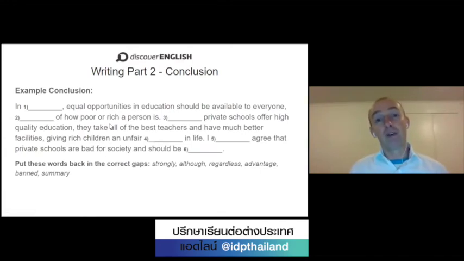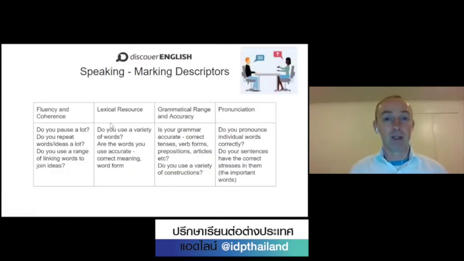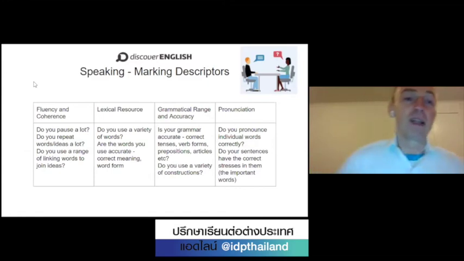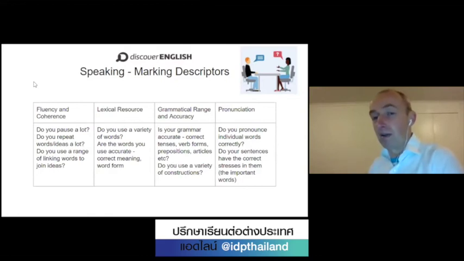Now let's move on to the next part. So now let's look at the speaking exam. The speaking exam, and here are the marking descriptors for the speaking exam. For the speaking exam, you've got fluency and coherence, lexical resource, grammatical range and accuracy, and pronunciation.